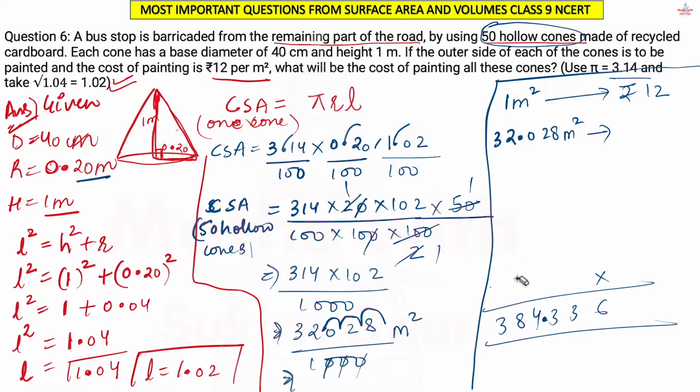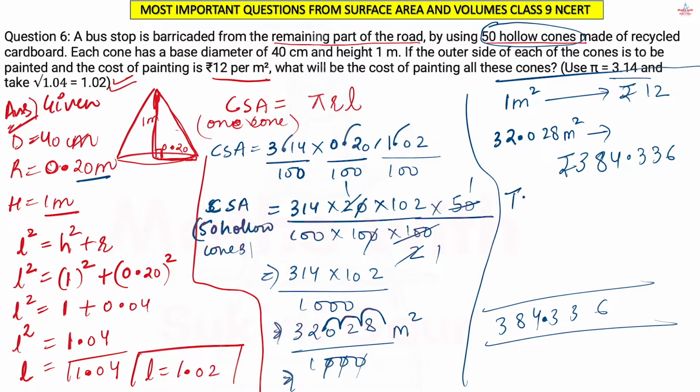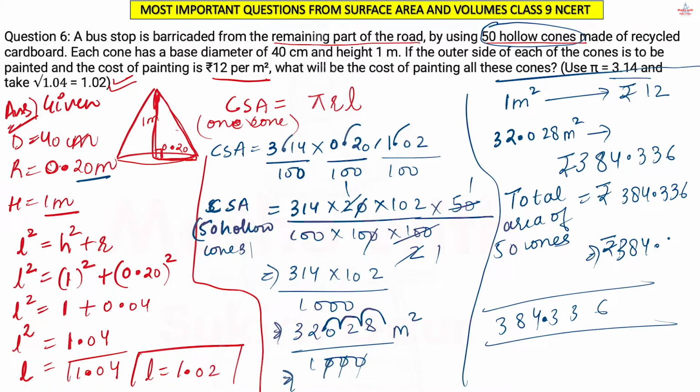384.336. I'm going to rub the calculation and I'm going to write it here. 384.336 rupees for how much? For painting total area of 50 cones. Cost is this much. 384.336, or you can also round it off. So it will be what? 384.34. This is the rounded off value up to 2 decimals.